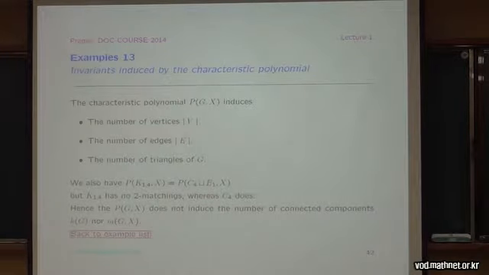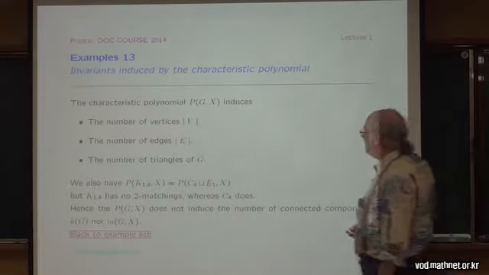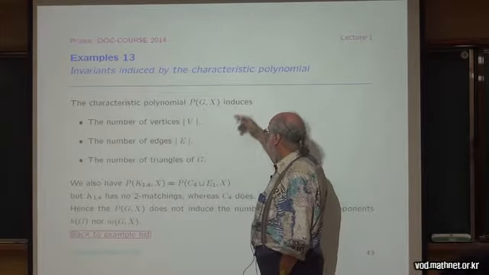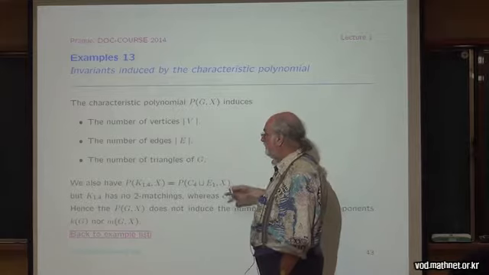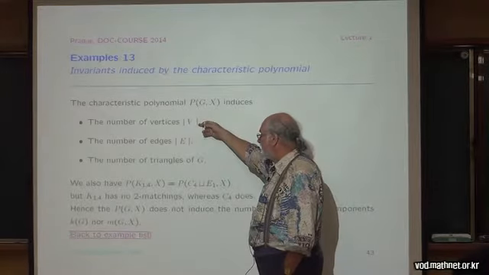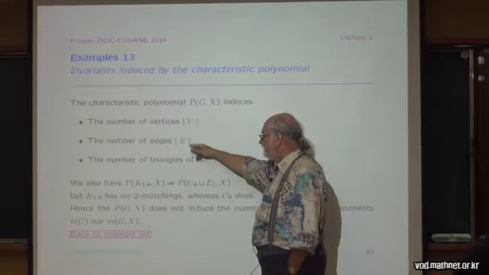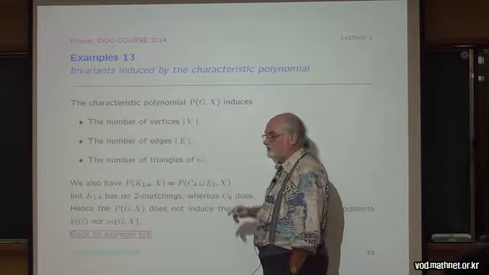So if you look again at the characteristic polynomial, now called P, it induces, in the sense I just defined, the number of vertices, the number of edges and the number of triangles.